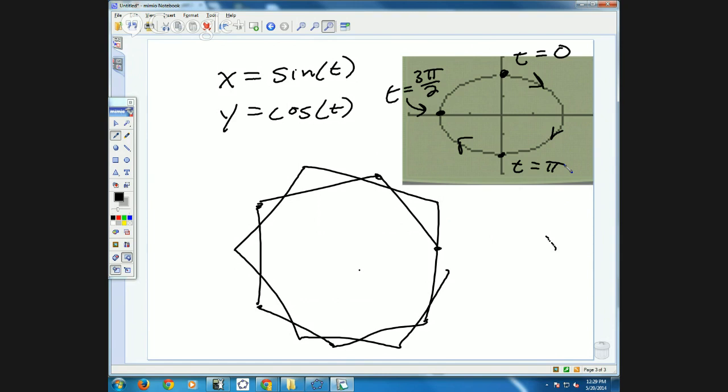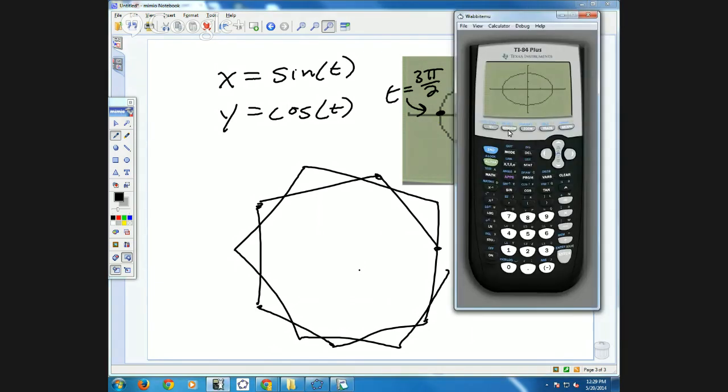So wait, you got a gap? I didn't get a gap. Why did I get a gap? It's because of the t window maximum. I made my window exactly almost 2 pi, and it couldn't quite get that last point. So if instead I rounded that up a little bit to like 6.29, 6.3-ish, then it should complete it.